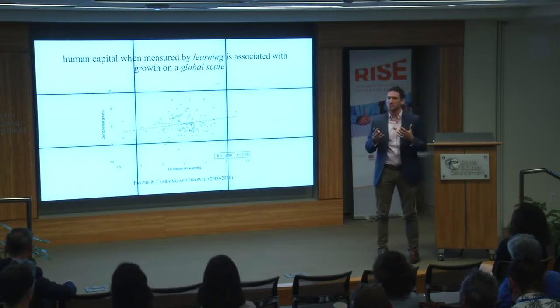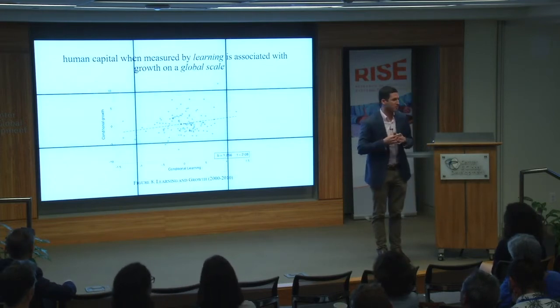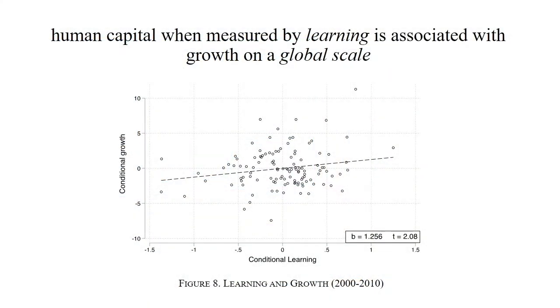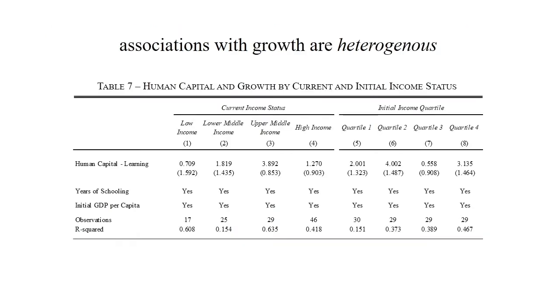Human capital, when measured by learning, has been shown to be associated with growth before, but in a much smaller subsample. We actually show that this holds up really well when you include the global distribution. So this is encouraging. It wasn't just that this was the case for 50 countries. It actually does hold up pretty well across the entire global distribution. So that's encouraging, and I believe this paper is one of the first to show that it's holding on so wide a scale.